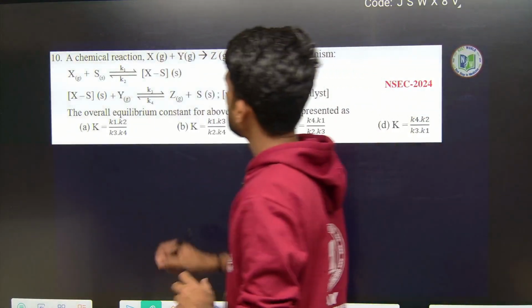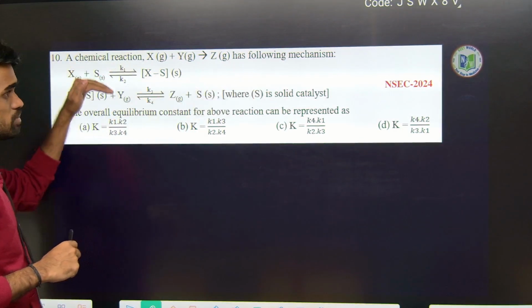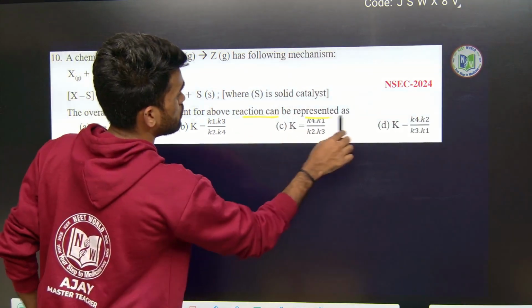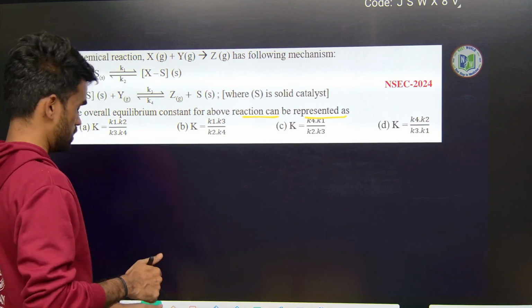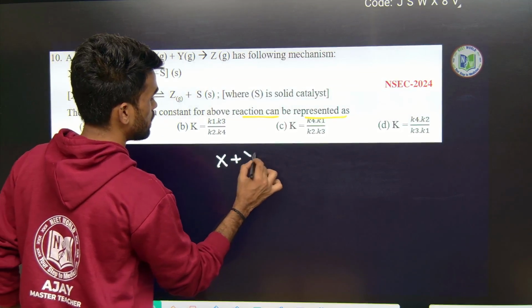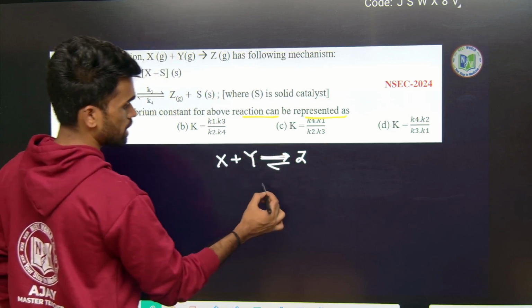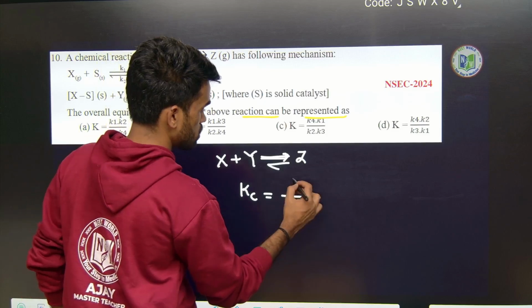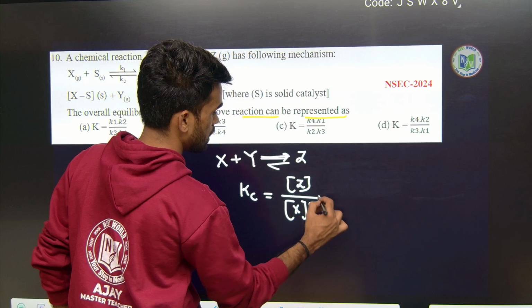Yeah. Look at here, a chemical reaction X plus Y gives Z, having the following mechanism. These are the mechanistic steps they are saying. The overall equilibrium constant for the above reaction can be represented as. So for this particular reaction, how are we able to represent the equilibrium constant? Okay. So first take that X plus Y gives rise to Z. If I consider this as the equilibrium reaction, I can say the Kc, the overall rate of this reaction, I can write as concentration of Z by concentration of X multiplied with concentration of Y. Like this we can write.